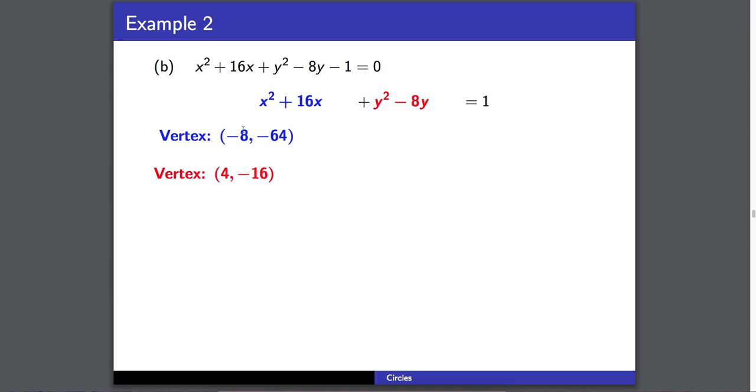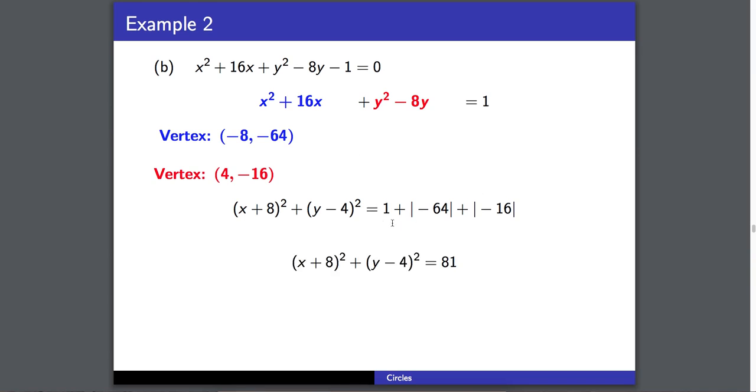So now I have (x − (−8))², which becomes (x + 8)², plus (y − 4)² equals this 1 plus the absolute value of −64 plus the absolute value of −16. When we combine the terms on the right-hand side and simplify them, we get 81. So our equation of this circle is (x + 8)² + (y − 4)² = 81.